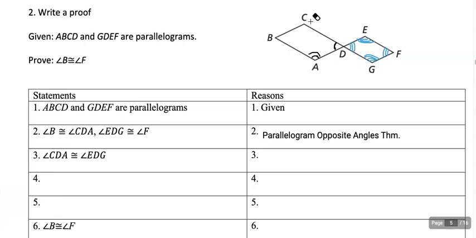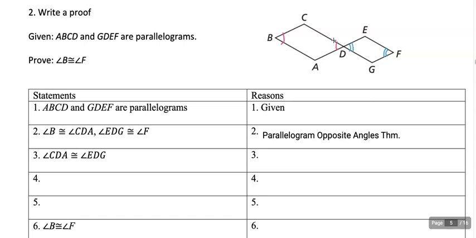So let me clean this up a little bit. A lot of information here. We know some pieces. I'm just going to go with what I have so far. Angle B is congruent to CDA, and EDG, which is this one, is congruent to angle F. We know C is congruent to A and E is congruent to G, but we don't need those yet. Then it says CDA is congruent to EDG. So it's saying this angle here, CDA, is congruent to EDG.